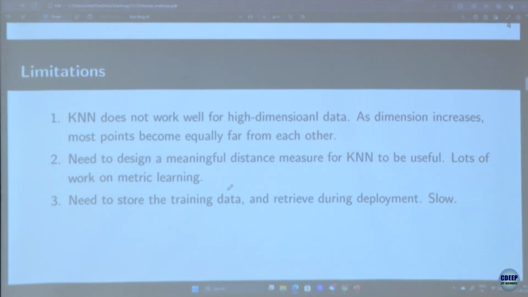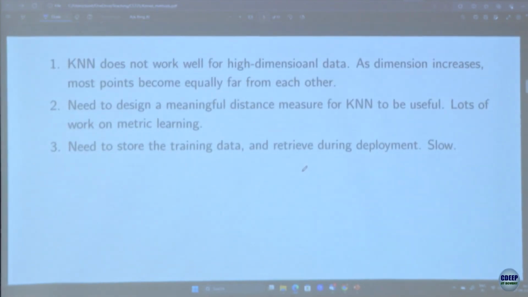So in order for the nearest neighbor classifier to work well, you need to come up with a meaningful distance function. Because of that, there has been a lot of work in the machine learning literature on designing good distance functions. This body of work is called metric learning. That is one thing we have to handle.